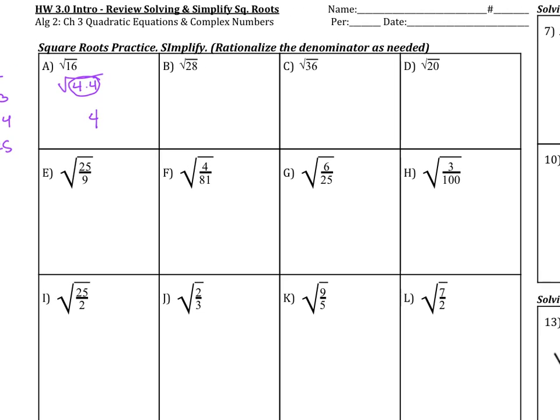Now 28, what we want to do is break that down. So 28 is 4 times 7, and then that breaks down to 2 times 2 times 7. Then we circle the pairs. We have a pair of 2s that comes out to the front. So this becomes 2 square root of 7. So hopefully you can do letter C and D.